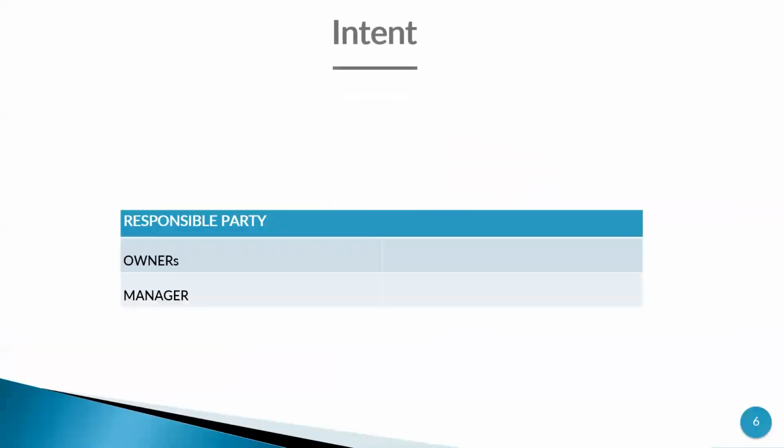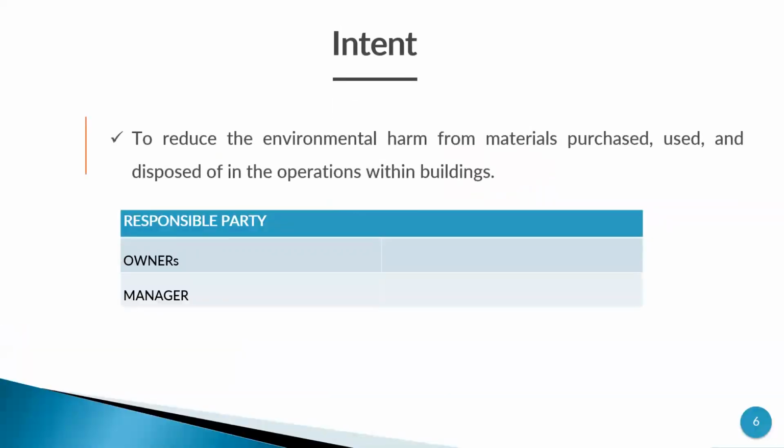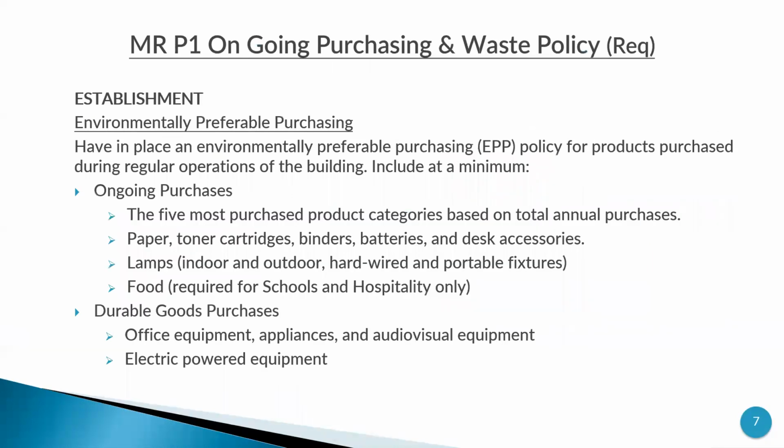ongoing purchasing and waste policy. In this, the objective is to reduce the environmental harm from materials purchased, used and disposed of in the operations within the buildings. To reduce the environmental harm from the materials that we are purchasing, using and disposing into the environment in the operations within the buildings. Responsible are owners and managers.